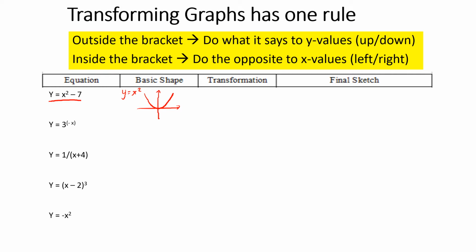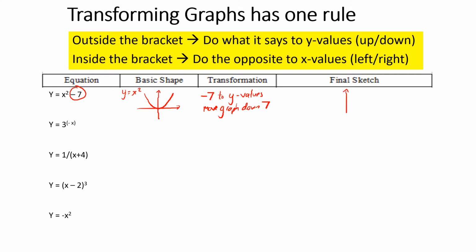Now what's the transformation here? The transformation is that they've got this minus 7. Now look at that minus 7. Is that outside the bracket or inside the bracket? Well, there's no brackets to be seen, so it's clearly outside the bracket. So we'll do what it says to the y values. So what it says is minus 7 to the y values. In other words, we're going to move the graph down by 7. I'm going to subtract 7 from every y coordinate.